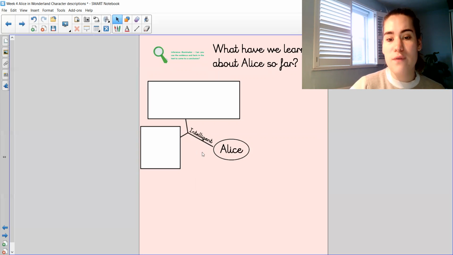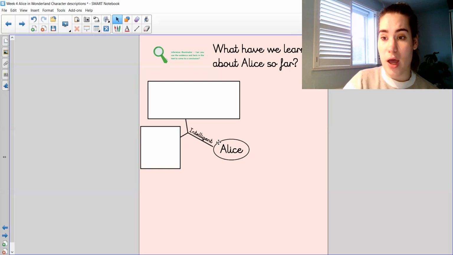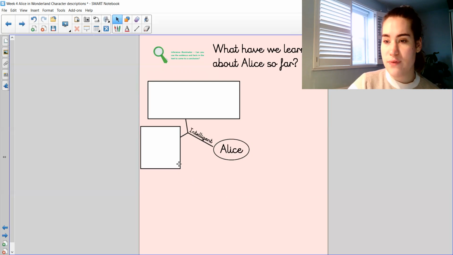So here then I've gone for my first point. Well, I think Alice is quite an intelligent little girl. So I've drawn my line, and on my actual line, I've written intelligent. Now, that's not enough for me to just write that I think that Alice is intelligent. I need to give the reader some evidence as to why I think that. How have I come to that conclusion? So I was thinking, well, how do I know that Alice is quite intelligent?